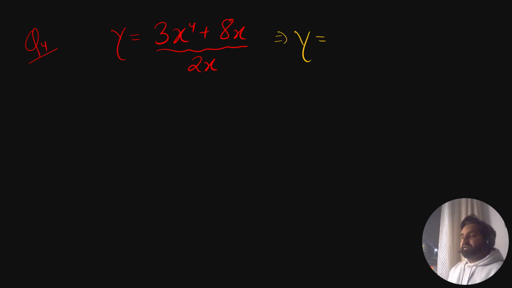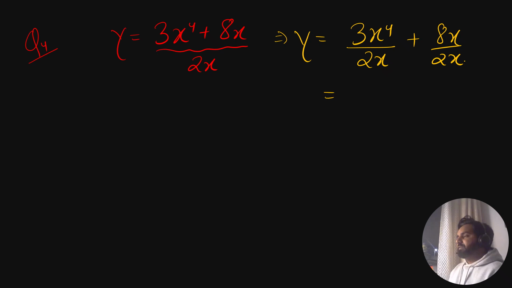What you can do is divide each term by 2x. So 3x to the power 4 divided by 2x plus 8x divided by 2x. Now if you divide by 2x, you will get 3 over 2 x to the power 3, because this has power 1. So x to the power 4 take away 1, because in division we do subtraction. So this will become 4, and x will be cancelled out. So this is your simplification.